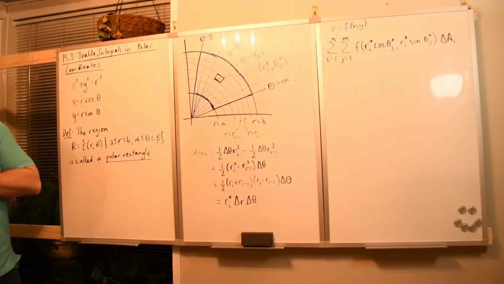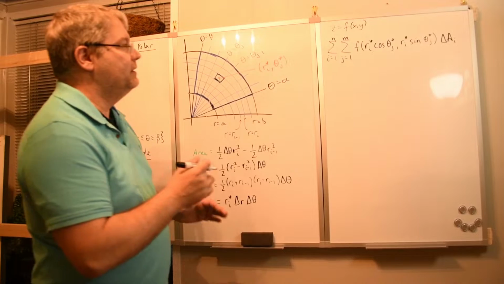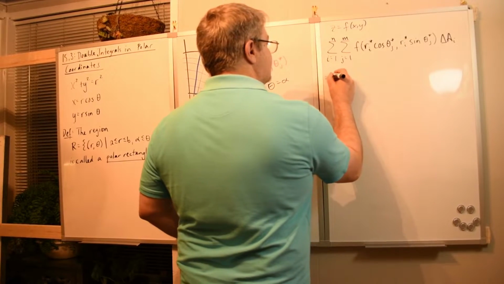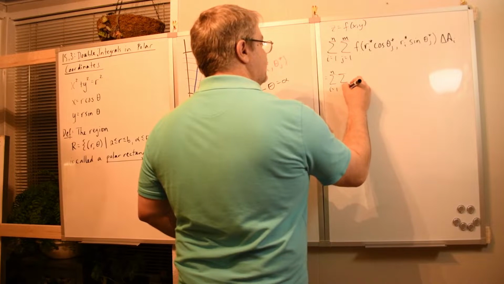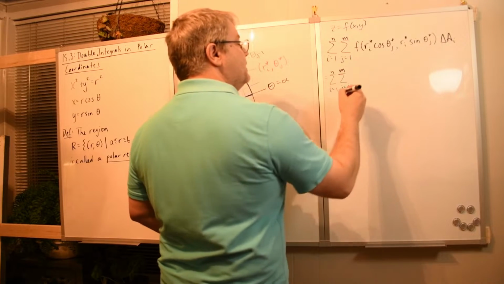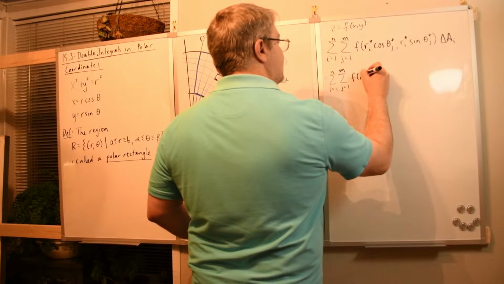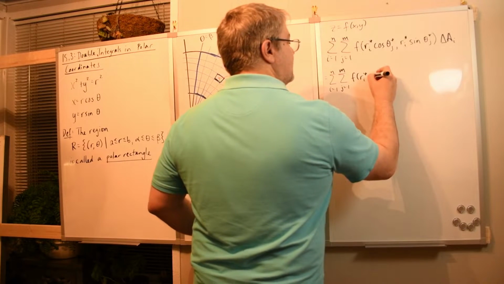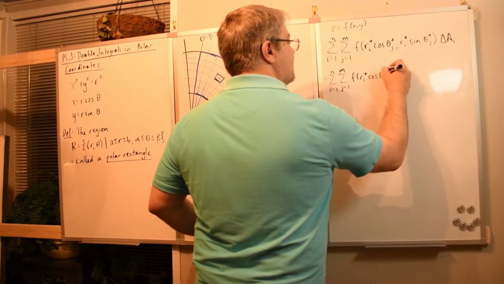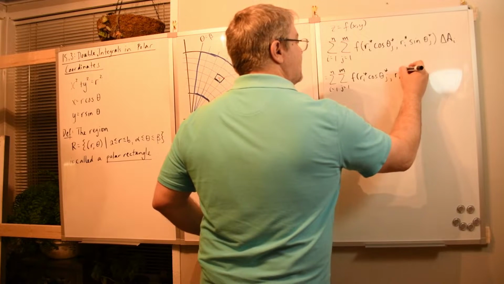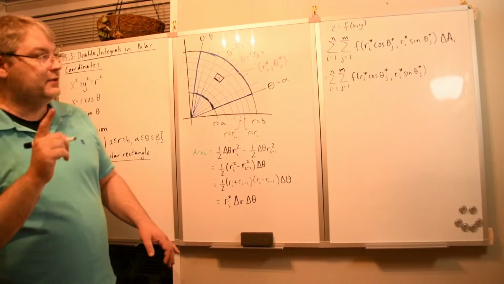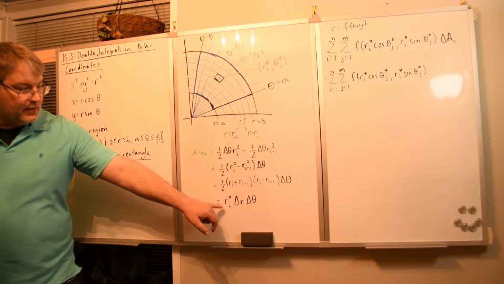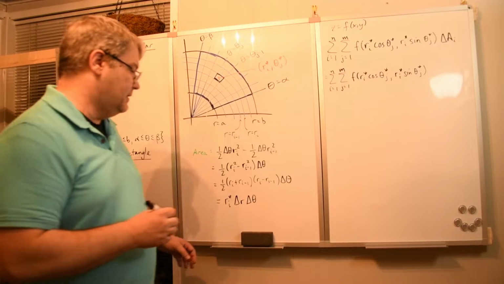Well, here's where that leads. That's going to be the same thing as the summation i equals 1 to n, the summation j equals 1 to m. We'll have the f of r i star cosine theta j star, r i star sine theta j star. So remember our delta A, that's r i star delta r delta theta.